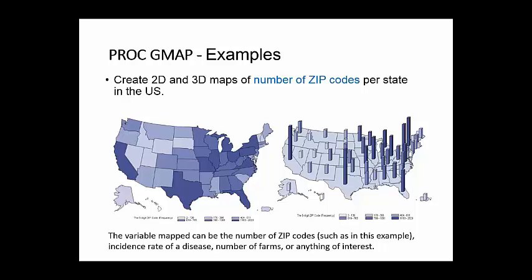We will be using an example to learn how to use PROC GMAP. In this example, we're going to create a 2-dimensional map and a 3-dimensional map of the number of zip codes per state in the U.S. The variable mapped can be the number of zip codes, such as in this example, or the incidence rate of a disease, number of farms, or anything of interest.